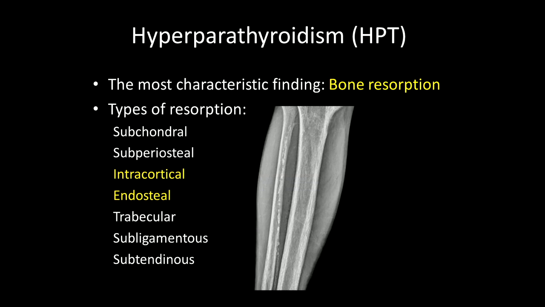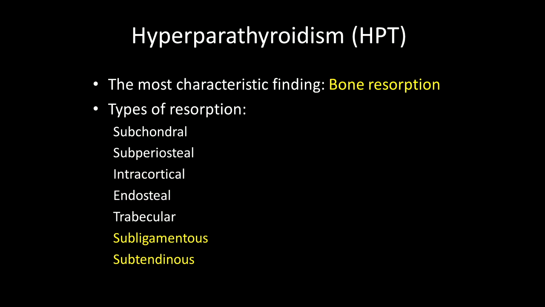Moving on to the next compartment, the intracortical and endosteal bone resorption. Unfortunately, this finding is so common that seeing it by itself is unlikely to lead you to the diagnosis of hyperparathyroidism. A much more common explanation would just be an elderly individual with osteoporosis. But nevertheless, I think it's important that you understand that all of the compartments of bone are typically resorbed in patients with hyperparathyroidism.